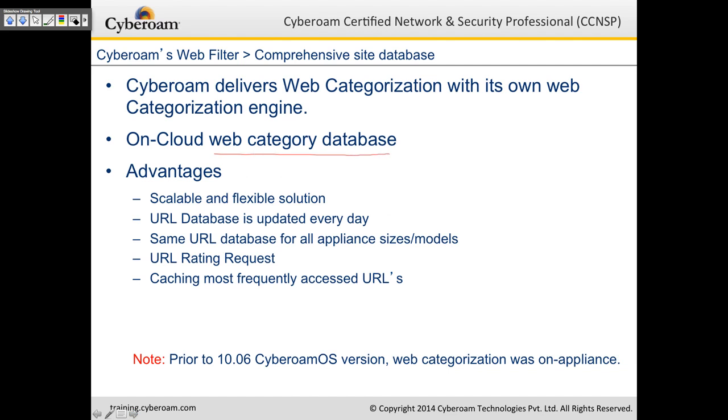So what are the advantages of this web filtering technology? It's scalable and flexible. The URL database is updated every day, and the same URL database is for all appliance sizes or models because we have got the WebCat database on the cloud. And you've got a URL rating request as well, so you can submit your rating request for a URL. And we cache most frequently accessed URLs, as a result of which all the requests to the website don't go to the cloud, but it normally gets it from the cache itself.